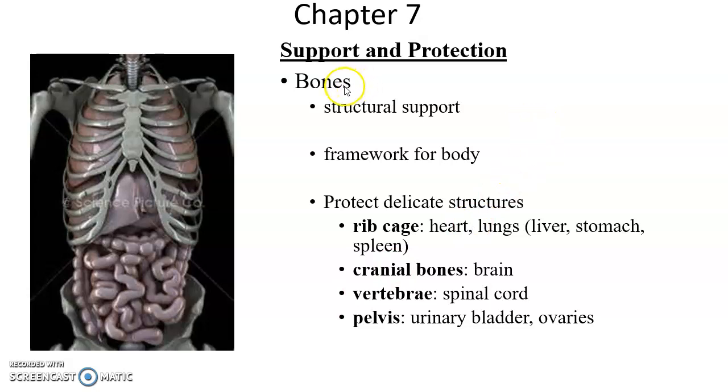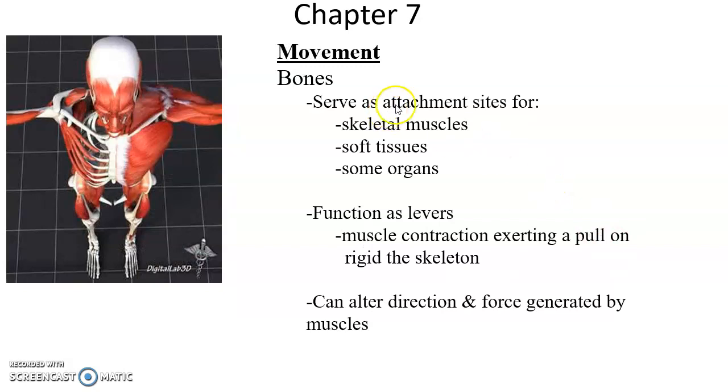The bones, again, provide structural support, framework for the body, protect delicate structures, the heart, the lungs, liver, stomach, spleen, a little bit by the rib cage. Cranial bones protect the brain, vertebrae protect the spinal cord, pelvis protects the urinary bladder, the ovaries. Movement, again, attachment sites for various muscles. Some soft tissues and organs also attach directly to the bones.